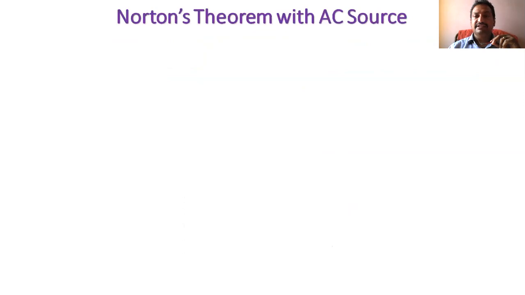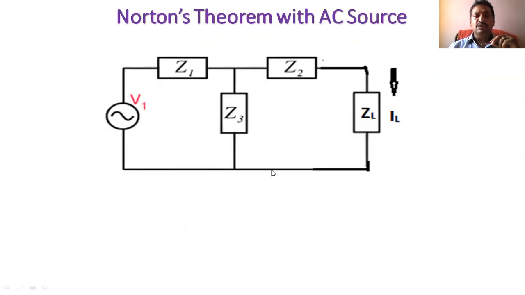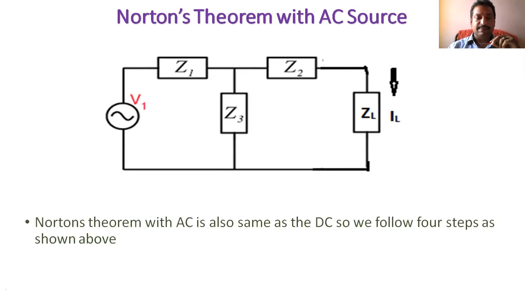Then Norton's theorem with AC source. Similarly, we replace this DC voltage source by an AC voltage source, and replace pure resistance by impedances, which is the complex form of the element, containing resistance and reactance: R plus jX. So R plus jXL for inductive load, R minus jXC for capacitive load. We should follow the same steps as we follow in DC.